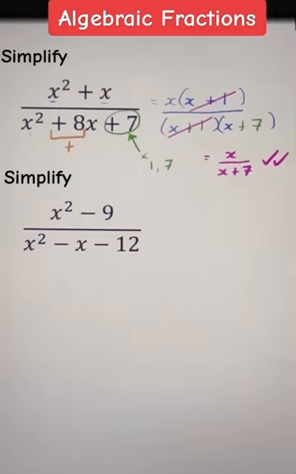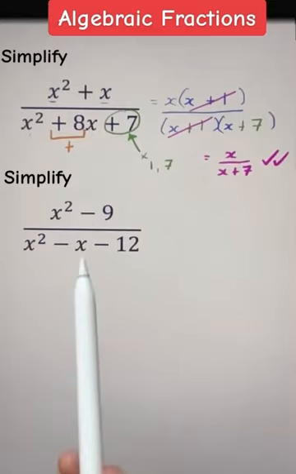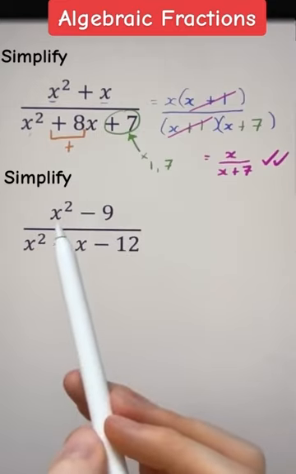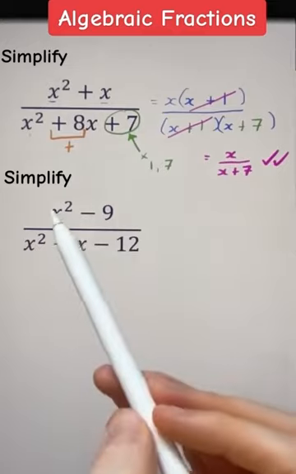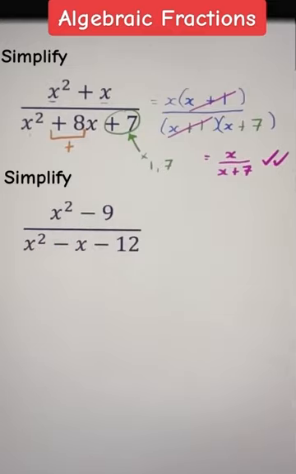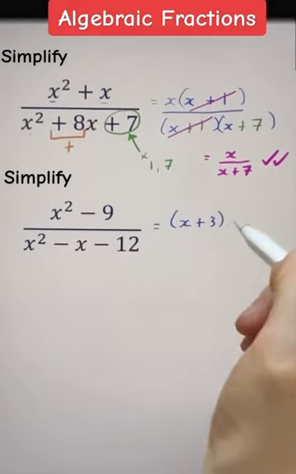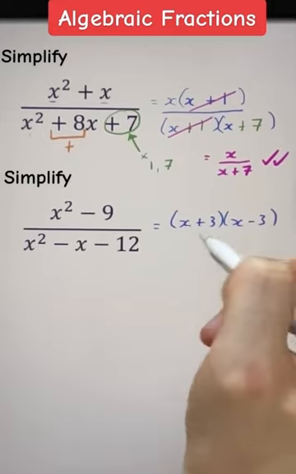For question 2, again, as we see pluses or minuses on the top or the bottom of our algebraic fraction, we start by factorising the top and the bottom separately. On the top, we should notice that this is the difference of 2 squares. As we've got a squared term, subtract a squared term, as 9 is 3 squared. Therefore, the top factorises into x plus 3 multiplied by x minus 3.